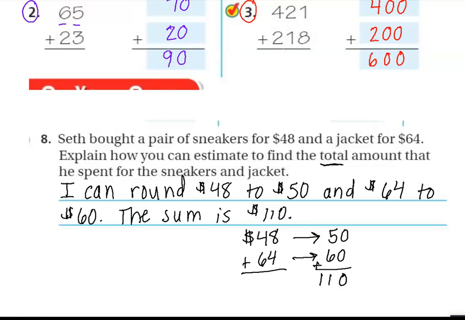Thank you for rounding with me today. Remember, 3 ways we can round: using compatible numbers or using rounding to the nearest 10 or the nearest 100 strategy. But typically in 3rd grade, we're going to be rounding to the nearest 10 or the nearest 100. And we will continue to practice this.